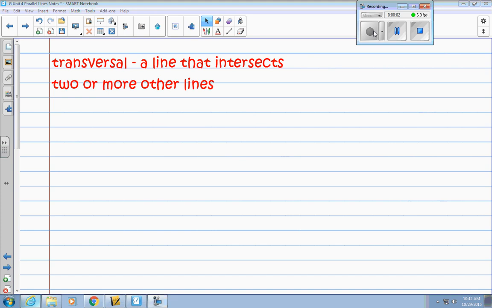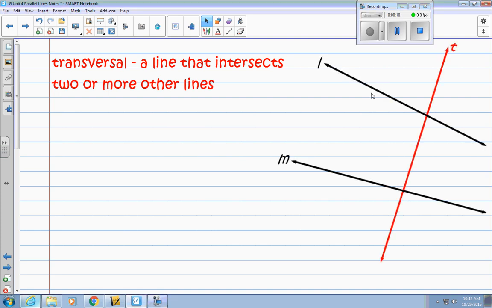Right, tonight's topic is transversals. A transversal is a line that intersects two or more other lines. So, for example, in this picture here, we have line L and line M that are both being intersected by transversal T. The reason why this is important is because it essentially gives us four angles up here and another four sets of angles down here.